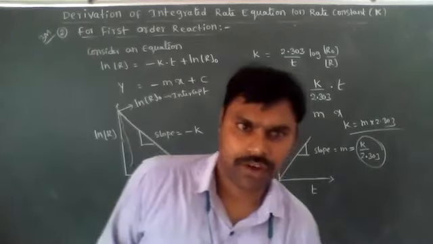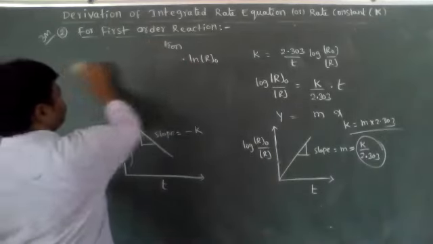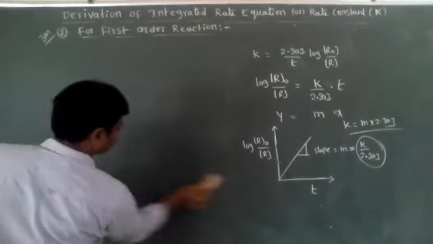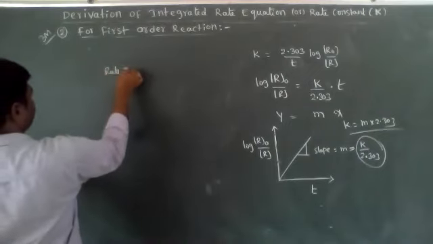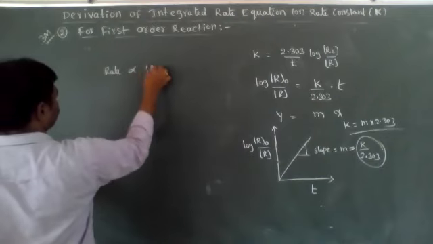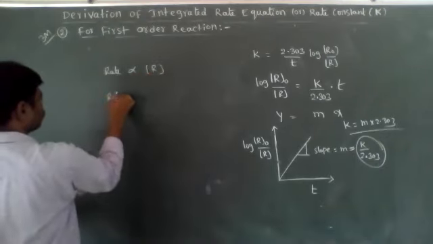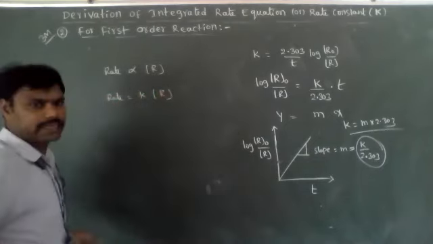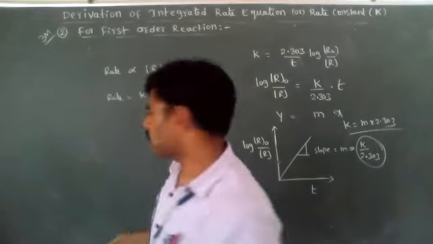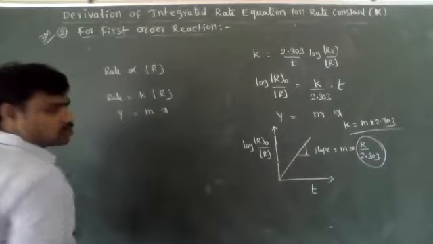Okay, next, one more graphical representation, for a zero order reaction. Let's see, dear students. The rate of reaction is directly proportional to the concentration of reactant, I said. So the rate equals k into the concentration of reactants. Now this equation seems to be y equals mx.